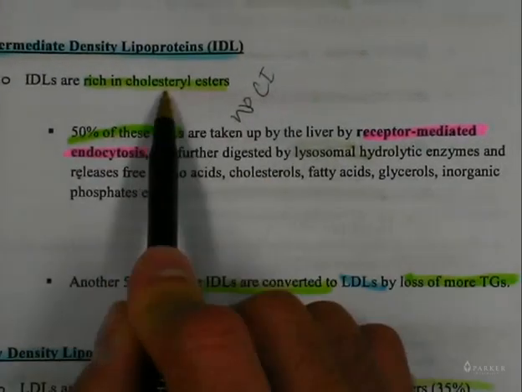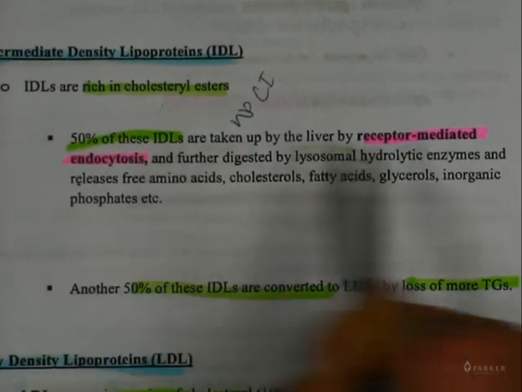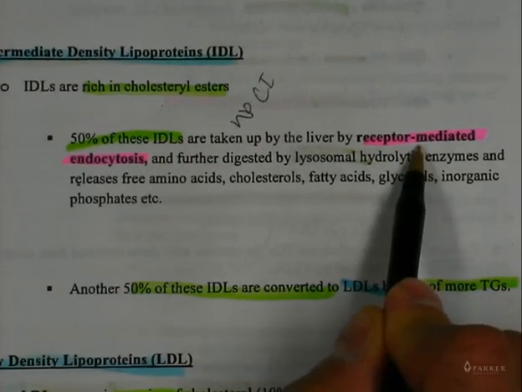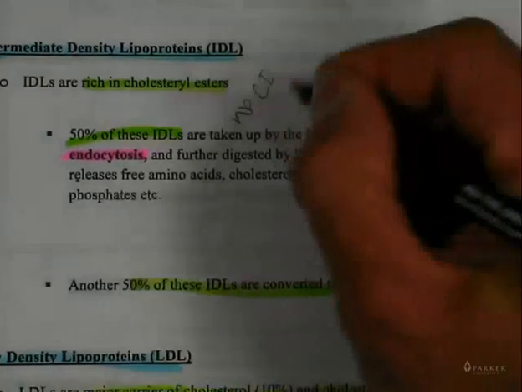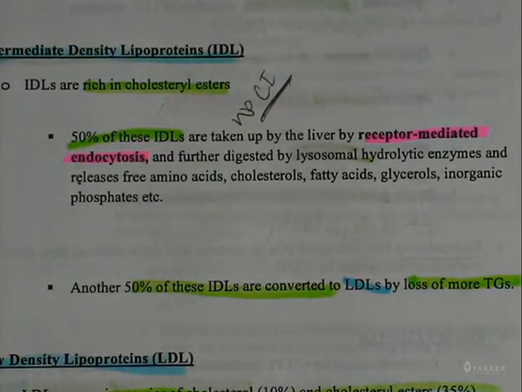IDLs are rich in cholesterol esters because at this point they've dropped off a bunch of TGs. The VLDLs dropped off TGs, dropped off TGs, dropped off TGs. There's more cholesterol left. Again, it doesn't usually ask you about this one. 50% of these IDLs are taken up by the liver by receptor-mediated endocytosis. The rest must have ApoC1 because ApoC1 inhibits hepatic uptake, or they just never bump into the liver. So 50% are taken back up, 50% stay out to play.